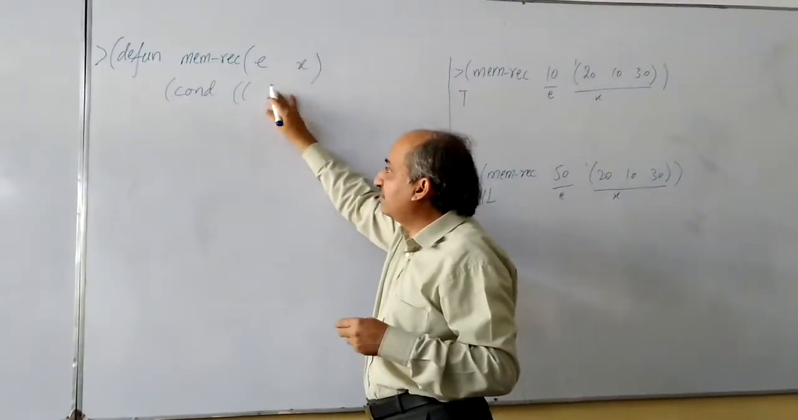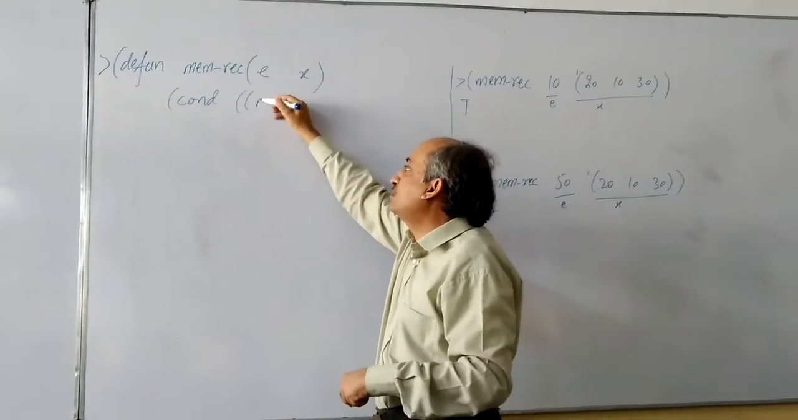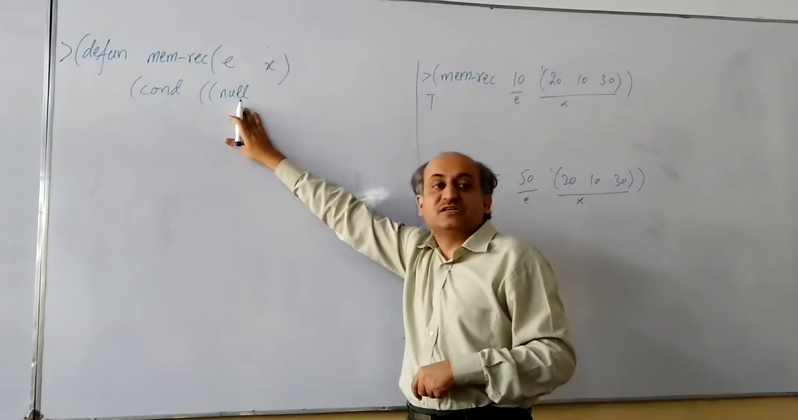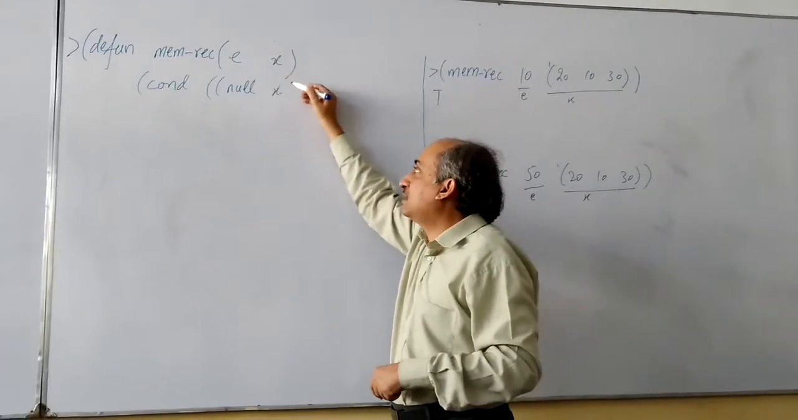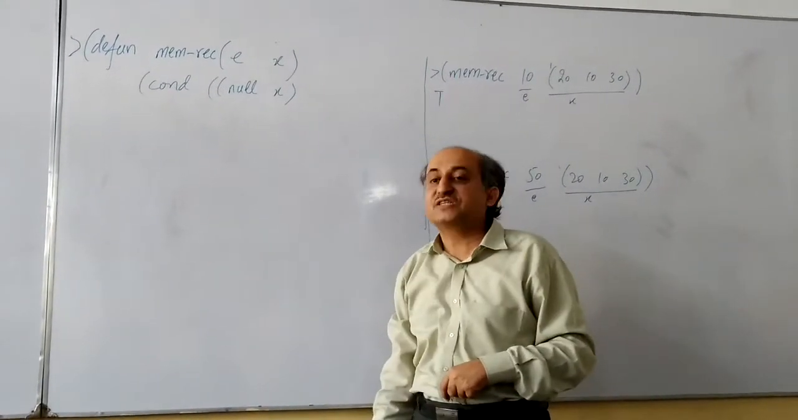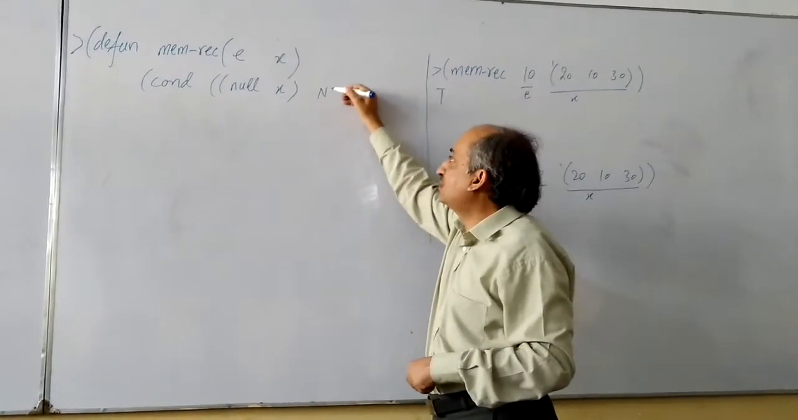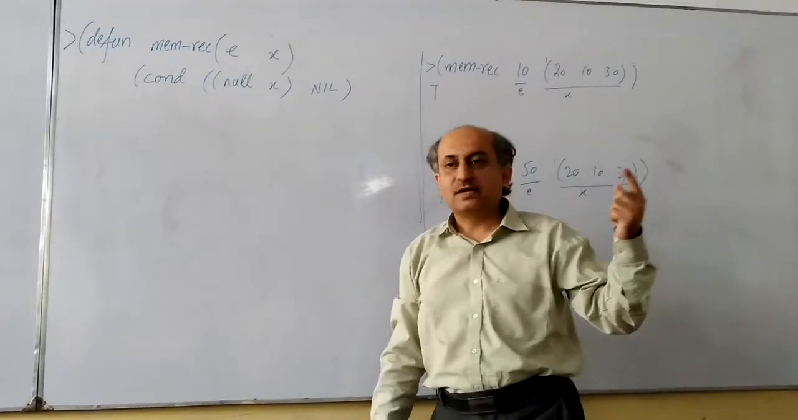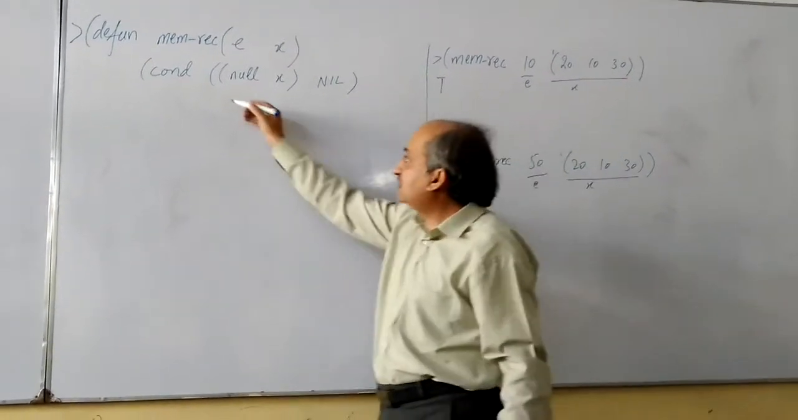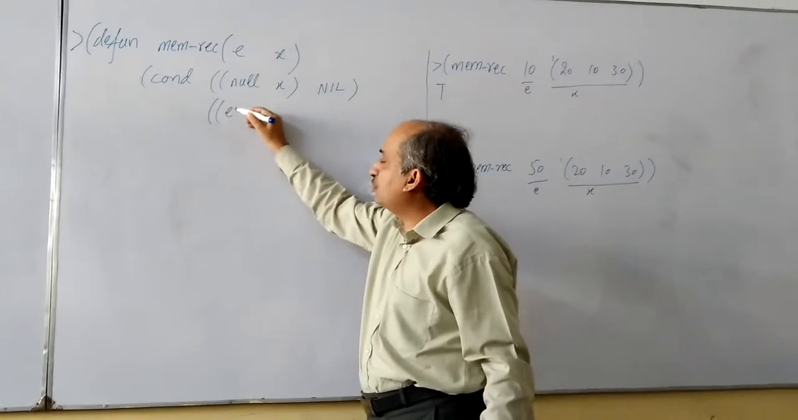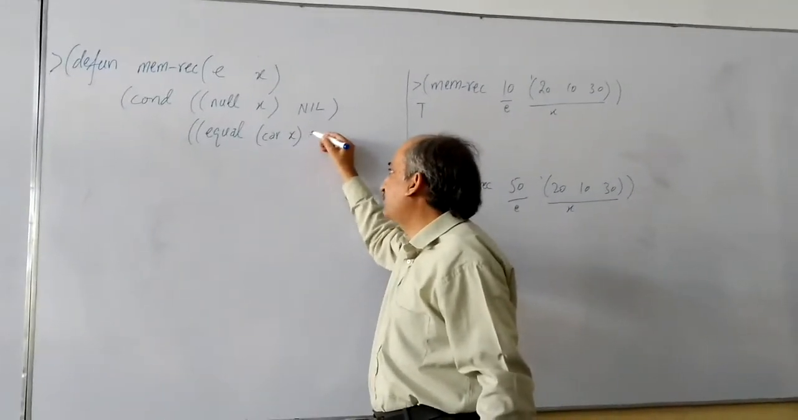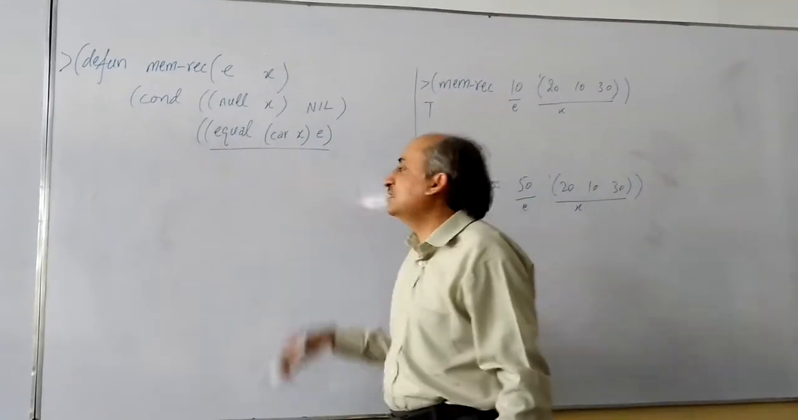It is up to you. You can encode either of the conditions first. But in order to follow the same pattern as we have done in the previous example, I am checking the empty condition first. When our list X is reduced to an empty list, the null function will return true and we should return nil. Okay? This is one stopping condition, one exit clause. The second exit clause is that we should compare the car of X, the first element of X, with E. This is the condition.